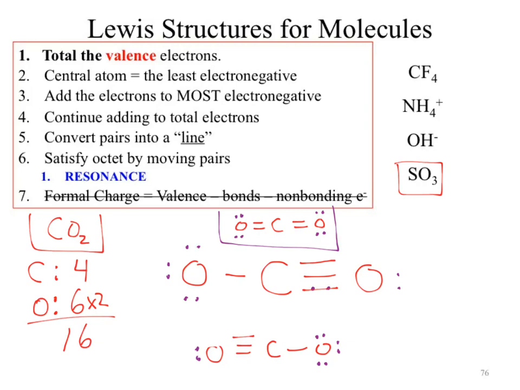Okay. So I still have a question. Can you repeat how you said that? Like, where do the electrons go first? Where do your electrons go first? Add the electrons to the most electronegative. That's where the electrons go first. Okay. No, it's okay.